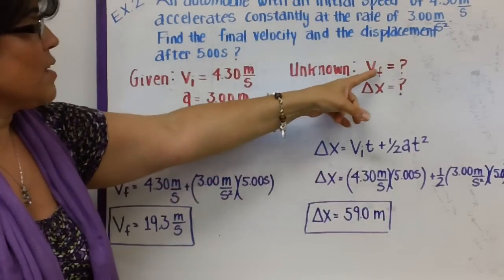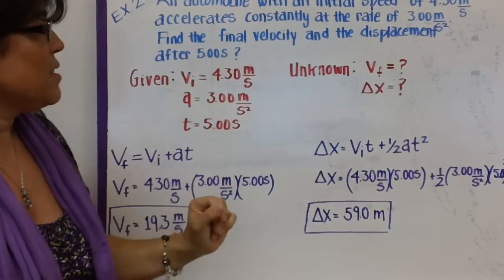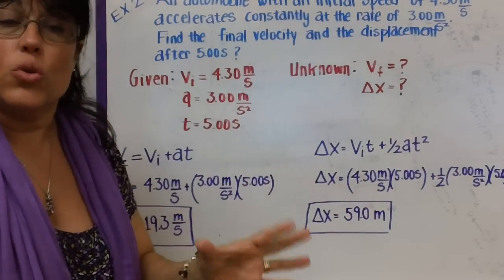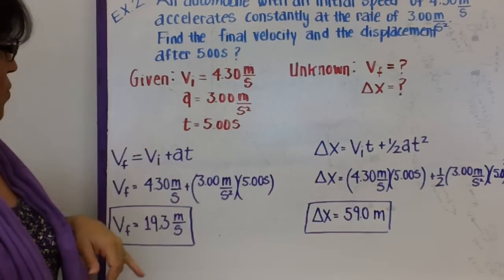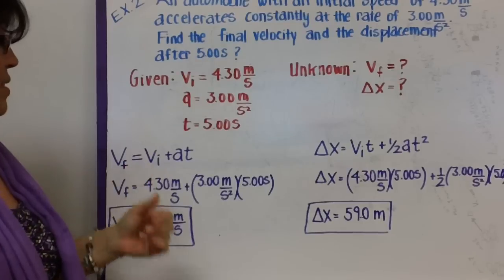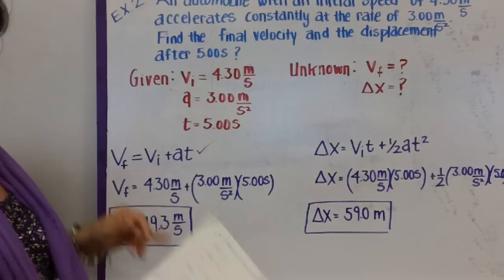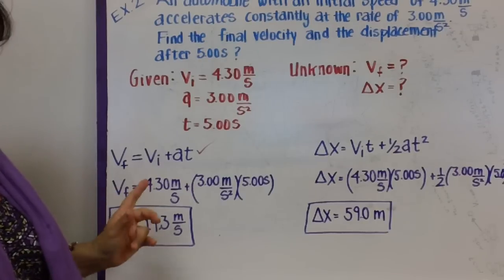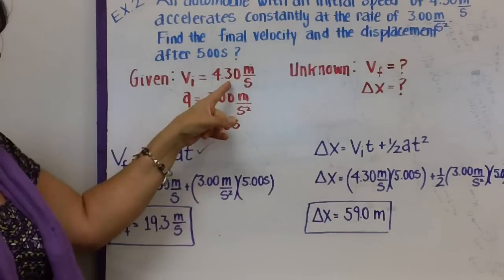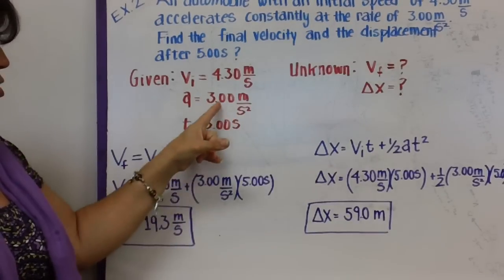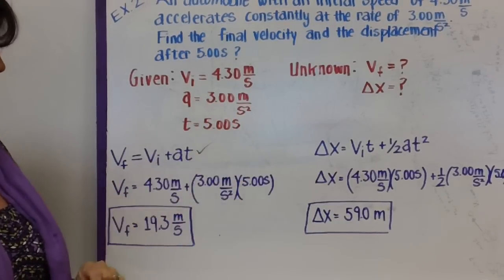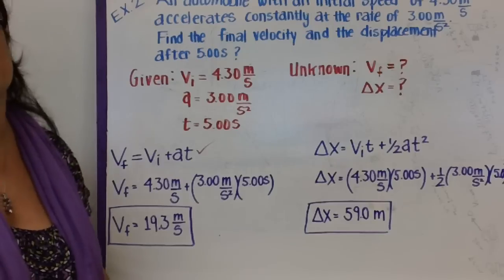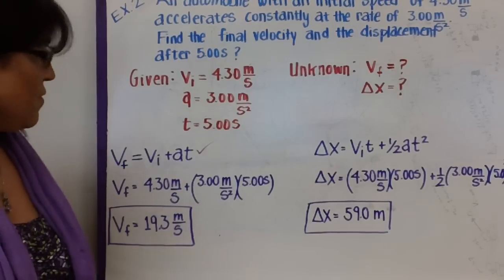Our unknown is our final velocity. It says find the final velocity, and the displacement, which is delta x. So in this case, we're going to do 2 separate problems. Our first one, we're going to start here, and we're going to say that our final velocity, this is our first kinematic equation, our final velocity equals initial plus at. Well, I'm looking for my final velocity. So my initial velocity is 4.30 from right up here, plus a, which is from right up here, times t, which is a given. So if I plug it right into my calculator, I know that my final velocity is 19.3 meters per second. So that's our final velocity.